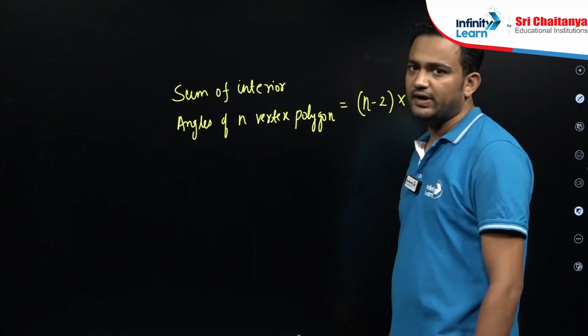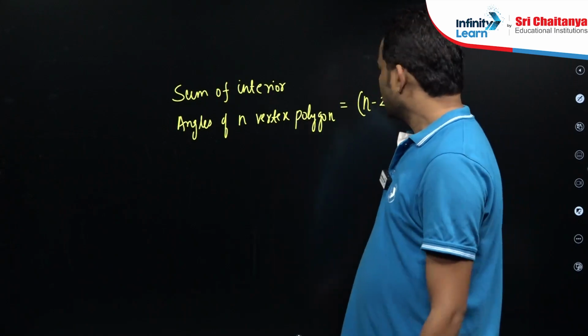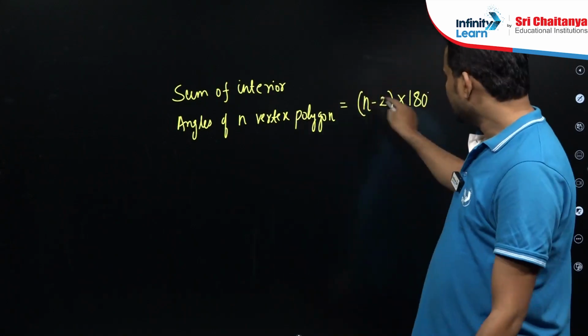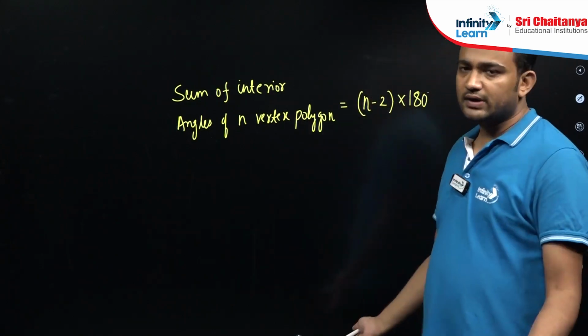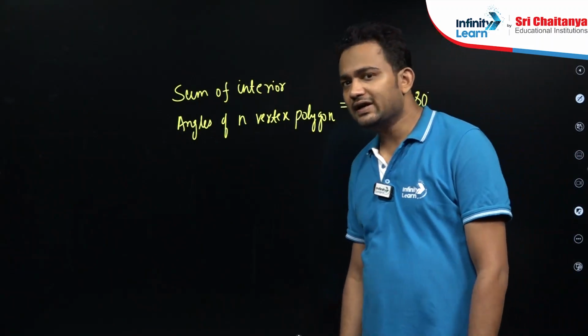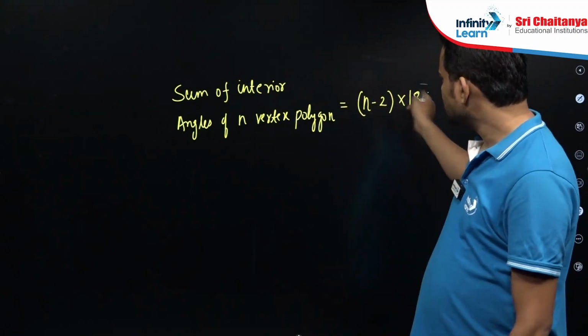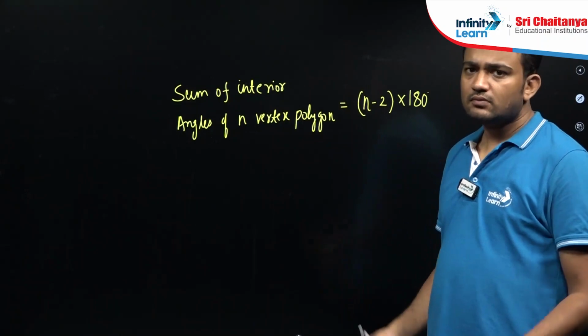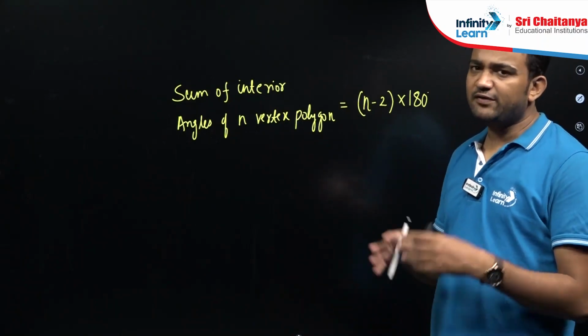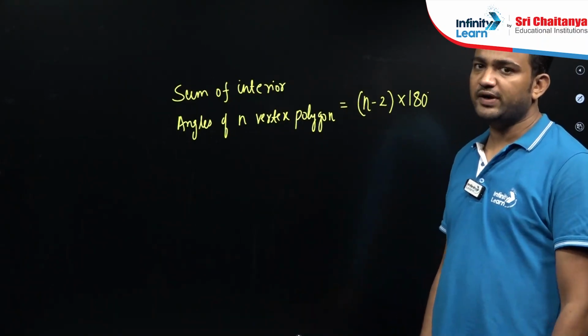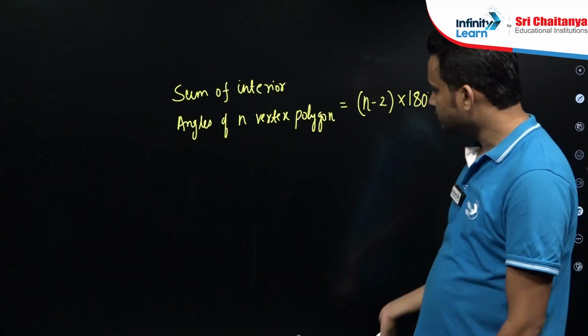If you find the sum of interior angles for a triangle, then n is 3, 3 minus 2 is 1, 1 into 180 is 180, which we have already proved. For a quadrilateral, n will be 4, 4 minus 2 is 2, 2 into 180 degrees is 360 degrees. We can find the sum of interior angles of any polygon by using this formula.